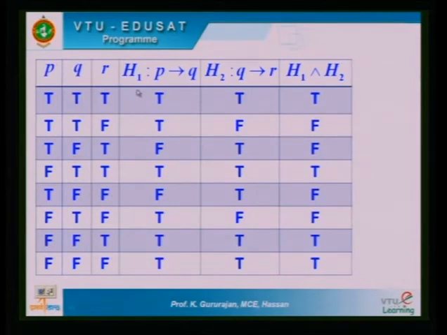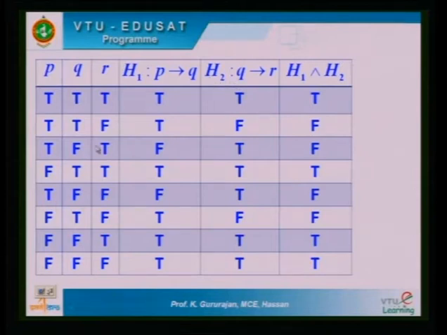Now, I want to find the truth value of H1, that is P implying Q. I know that P implying Q is false only when P is true and Q is false. Yes or no? We know that P implies Q can be false only when P is true, Q is false. So here T, F, so I will write F here. Again, P is true, Q is false, so I will write F here. For all other instances, the truth value of P implies Q is true.